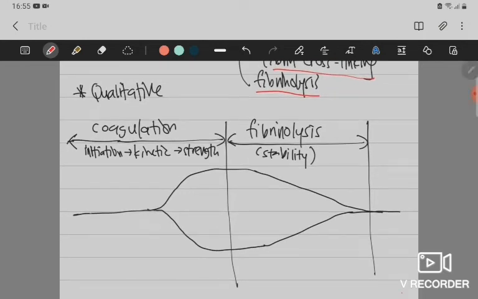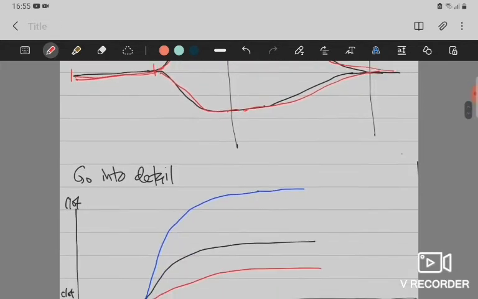This is how it looks like. There are two parts of it, the coagulation part and the fibrinolysis part. At the beginning here is when the clot starts to form, and as it reaches the maximum clot firmness, it will either go into lysis or it will stay that way. Okay, this is just some idea how it looks like. So we go into detail.